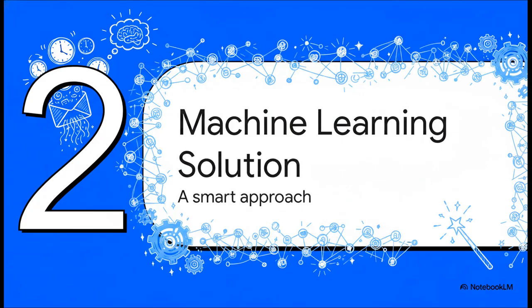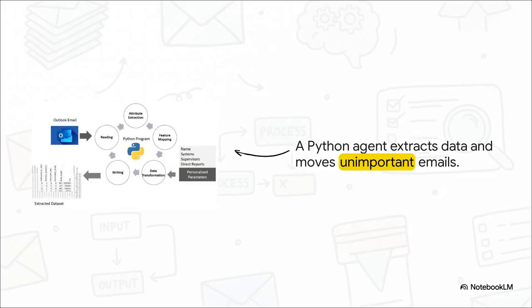Let's move to section 2, a machine learning solution. Think of this as the solution roadmap they engineered. We've got a workflow where a Python-based agent acts literally as your silent personal assistant. It just sits in the background of your Outlook client. Whenever a new email arrives, this agent automatically reads it, extracts the data, looks at your specific personalized parameters, and feeds all of that into a trained classification model. If the AI decides the email isn't worth your time, it silently sweeps it into an ignore folder before you even lay eyes on it. It's fully automated, it runs continuously, and it's highly personalized to you.